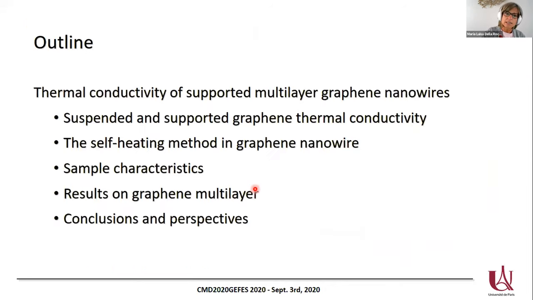So this is now the outline of my talk. I will present the application of a methodology which is quite simple in principle, the Joule self-heating method, on graphene nanowires made of multi-layer graphene. First, I will make a point on the state of the art about the measurement of the thermal conductivity in graphene. I will present the method and an example of one of the samples that we measured, and the results with some conclusion and perspective.